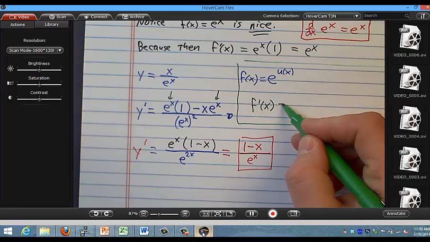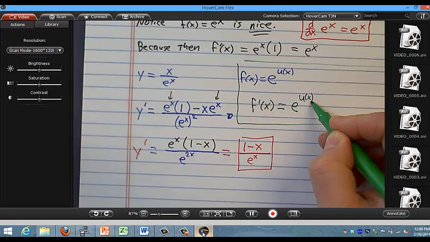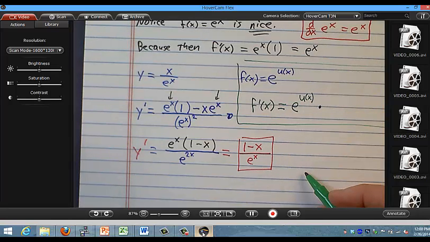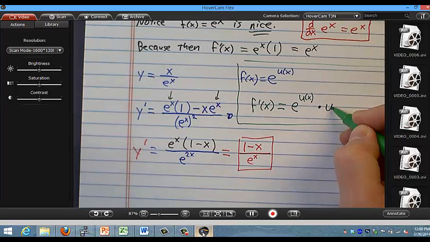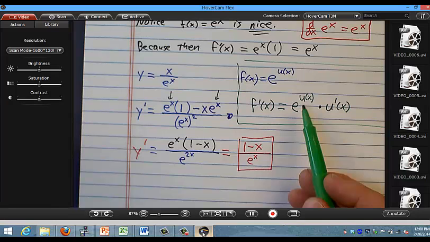Well, I get e to the something times, any guesses? Does that make any sense? What rule did I just use? I used the chain rule. Because the u of x is inside of the exponential function.